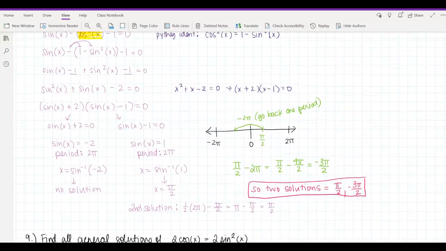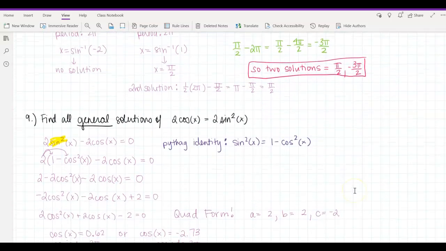And if I wanted, then I could take my pi over 2 and I could go backwards one period. So find that other point on another sine curve back one, and that would give me another value. So I do that here in the green. You'll find your pi over 2, subtract the period, and that gives you another point farther back on another sine curve, and that gives you negative 3 pi over 2. So there's my two solutions.